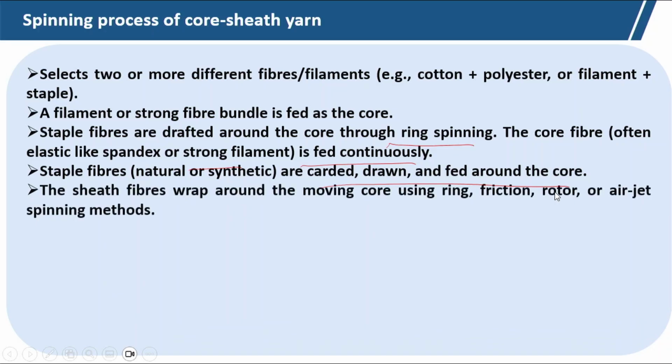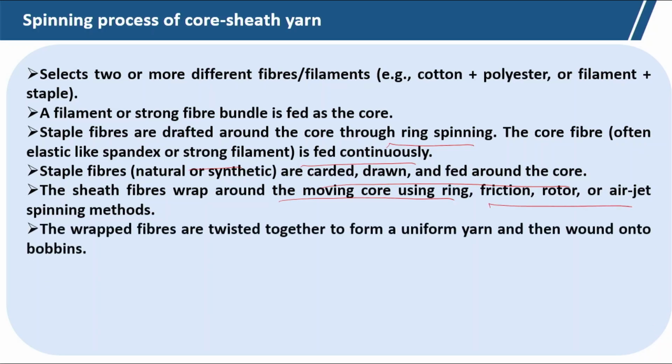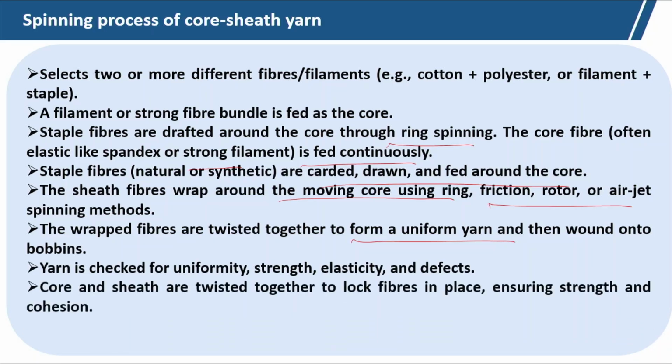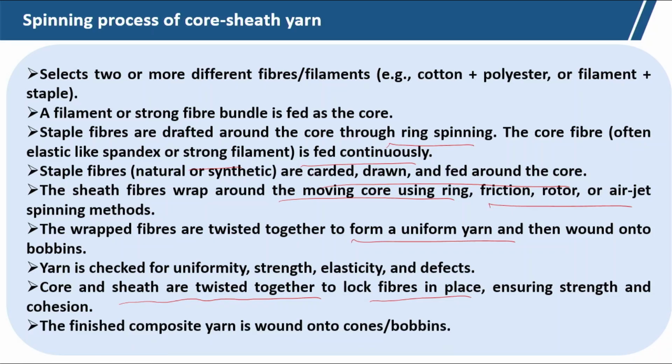The sheath fibers are wrapped around the moving core using ring spinning or friction, rotor, air jet spinning. The wrapped fibers are twisted together to form uniform yarn and wound on the bobbin. Yarn is checked for uniformity, strength, elasticity and defects. Core and sheath are twisted together to lock fibers in place, ensuring strength and cohesion. The finished composite yarn is wound on a cone or a bobbin.